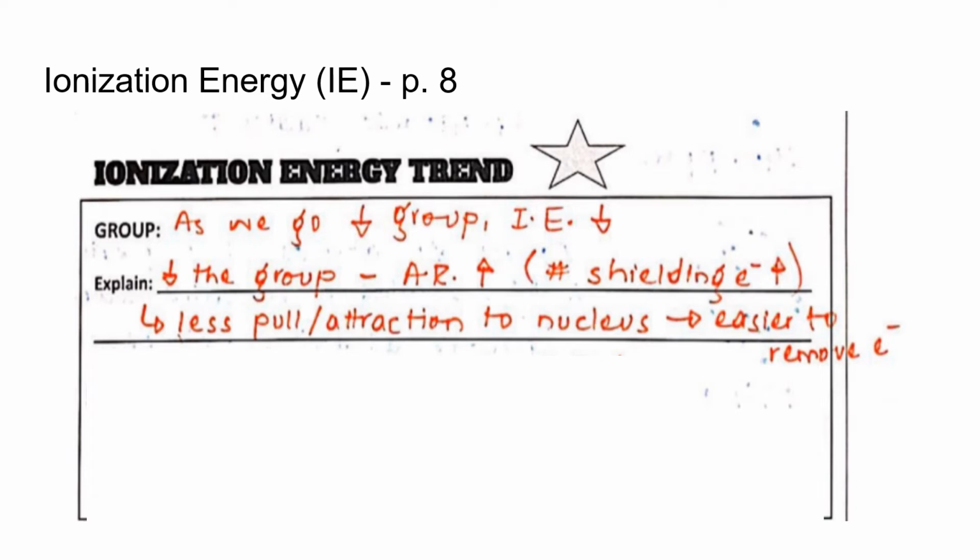So as we go down the group in the periodic table, ionization energy decreases, which means less energy is required to remove an electron from the valence orbit of an atom. And that's because as we go down the group, the atomic radius is increasing, the atoms are becoming bigger and bigger, and we have more shielding electrons, which means there are more electrons between the nucleus and the valence orbit. So the more electrons there are, the less attraction the nucleus has on the valence electrons, which is why it's going to be easier for us to remove an electron from the outermost shell.